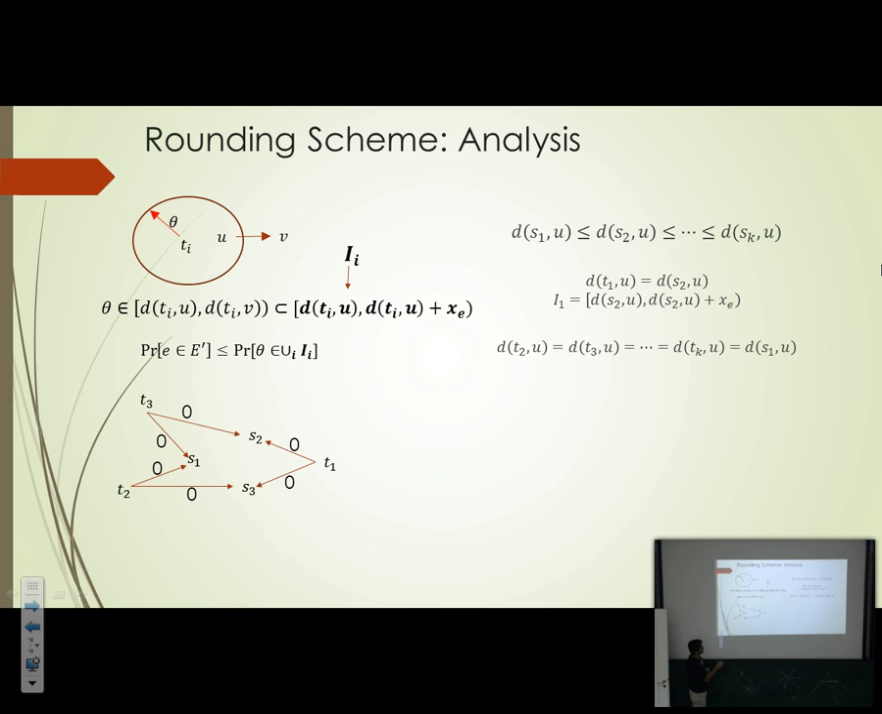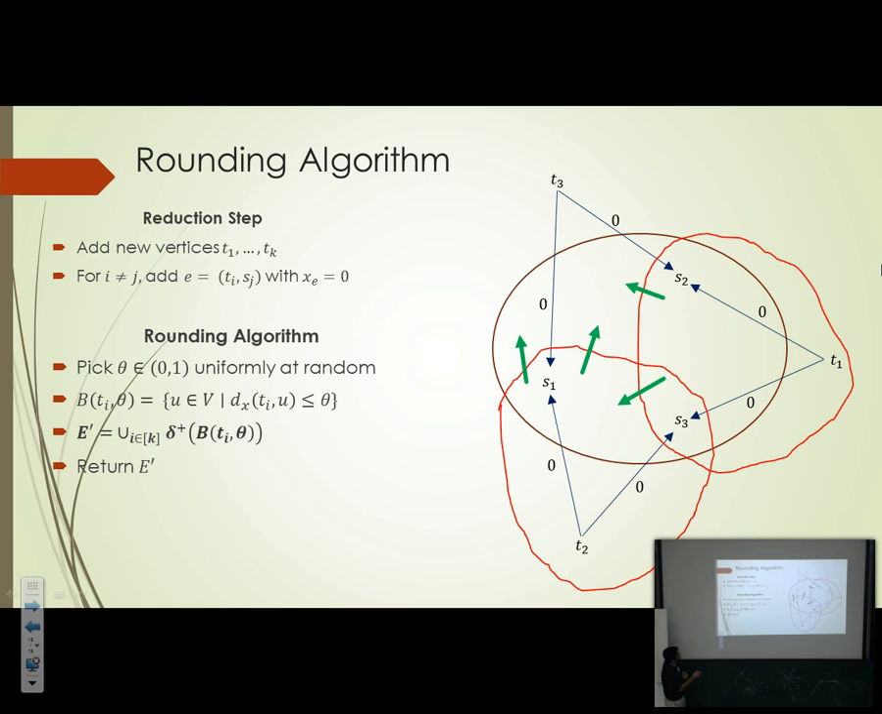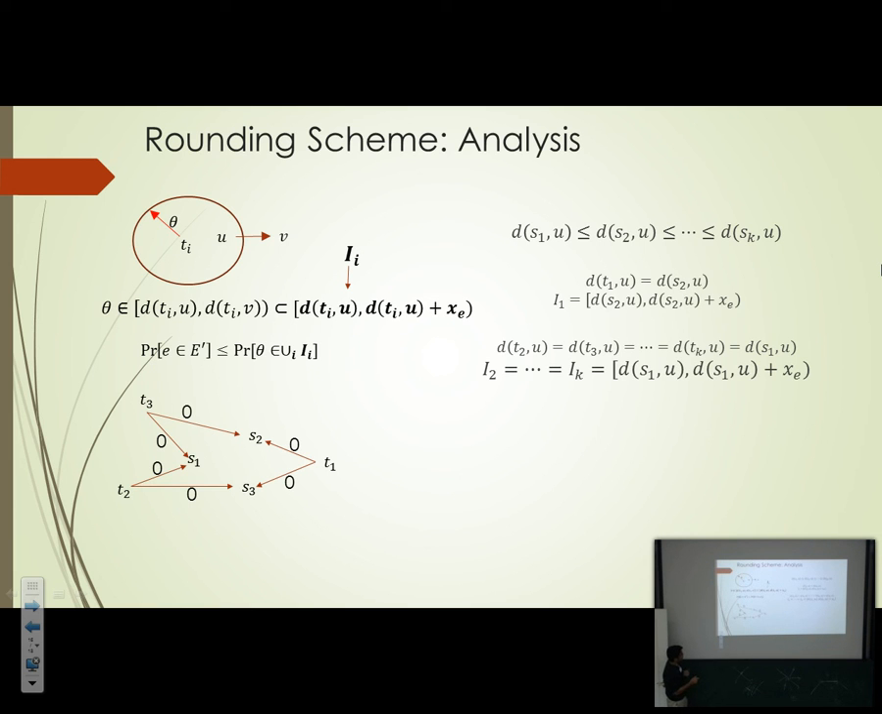Similarly, T4 also has edges. In this picture we don't have T4, but in general we add new vertices T1 to Tk. For example, if we had T4, it would have edges of length 0 to S1, S2 and S3. So T4 has to go through either S1, S2 or S3, and so on. Since S1 is closest, the distance from T4 to U is also equal to the distance from S1 to U. Since the distance from T2 to U is equal to the distance from T3 to U and so on, all these intervals are identical, and equivalent to this one.